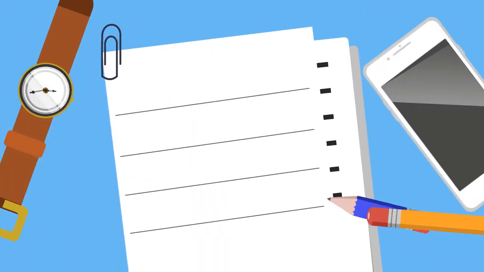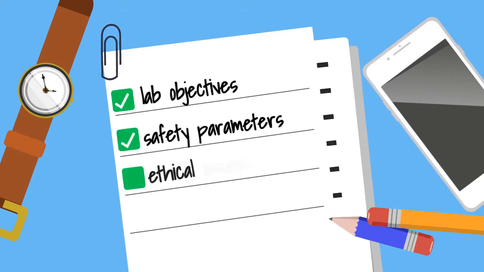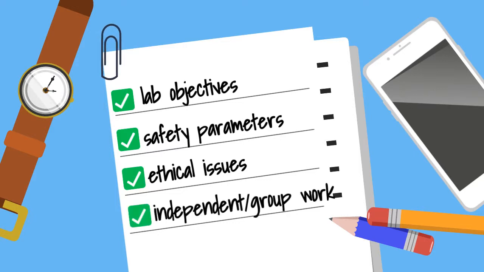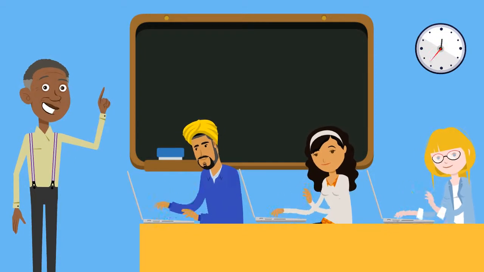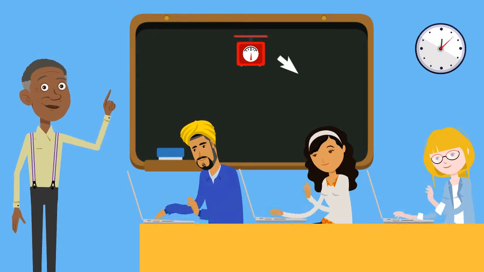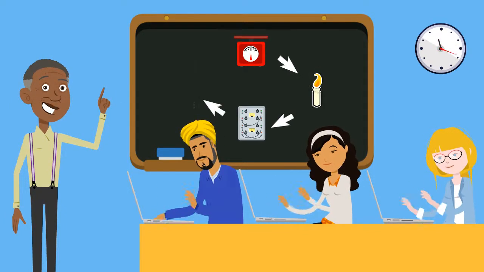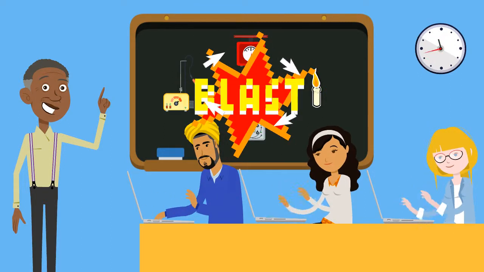Be sure to highlight lab objectives, safety parameters and ethical issues, and especially whether you expect students to work independently or in groups. When the lab calls for demonstrations, ensure students are seated in a location where they have a clear line of sight. Demonstrations can be broken down into steps, highlighting particularly important or dangerous techniques.